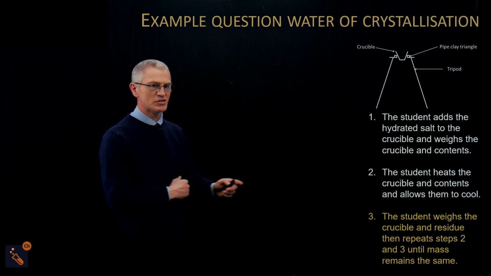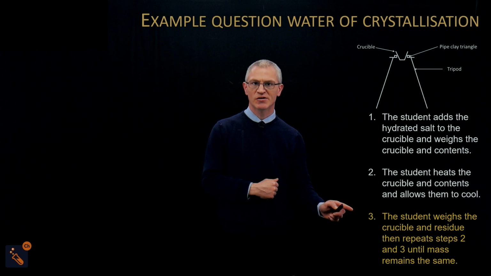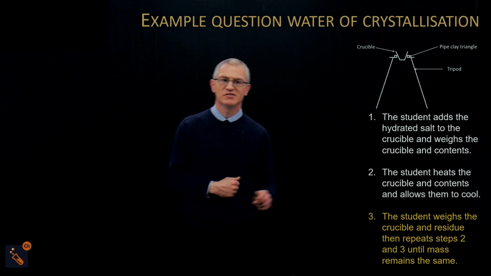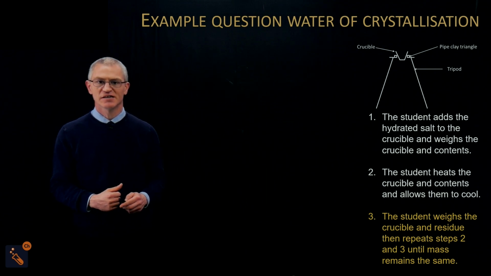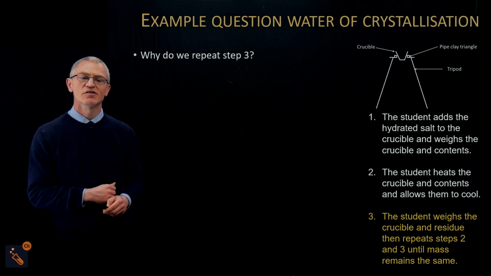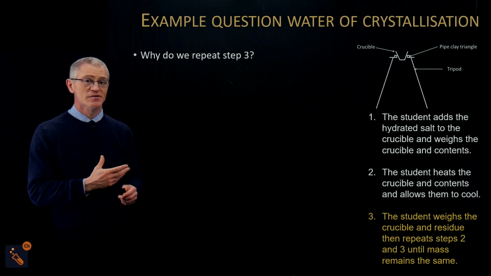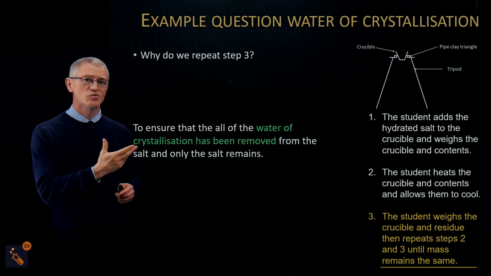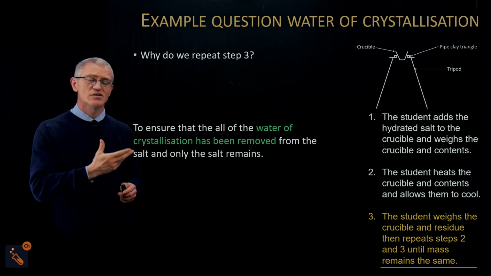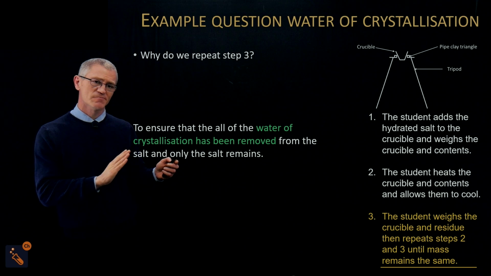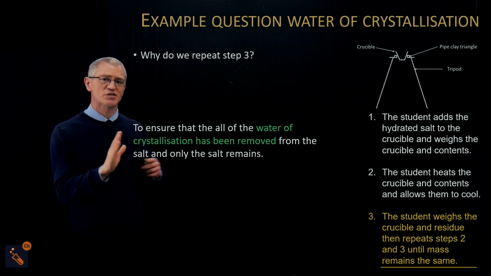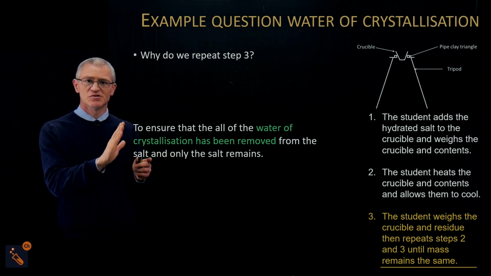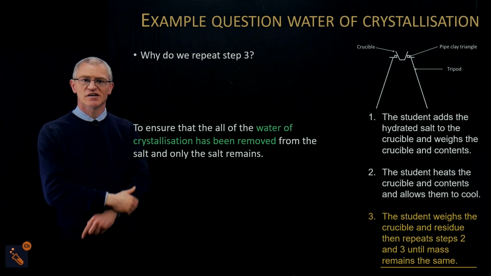So when we look at step 3, which we've highlighted here, this is a very, very common exam question. The student weighs the crucible and residue and then repeats steps 2 and 3 until the mass remains the same. Why do they do that? Okay, that's the question. Why do they repeat step 3? Well, the exam answer is basically that this is to ensure that all of the water of crystallization has been removed. So that means all of that water must be gone, and you only leave the salt behind. So make sure you understand and know the answer to that question.